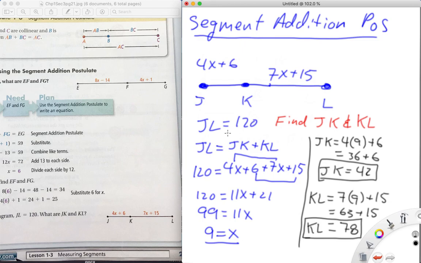So we had to use the segment addition postulate: JL, the whole overall big segment, is made up of adding the smaller segments on the same line, JK plus KL. I substituted 4x plus 6 for JK, 7x plus 15 for KL, and then 120 for JL, and then solved for x. After I solved for x, I substituted back into the equation for JK to get JK equal to 42, and I substituted 9 back into the equation for KL to get that KL equals 78.